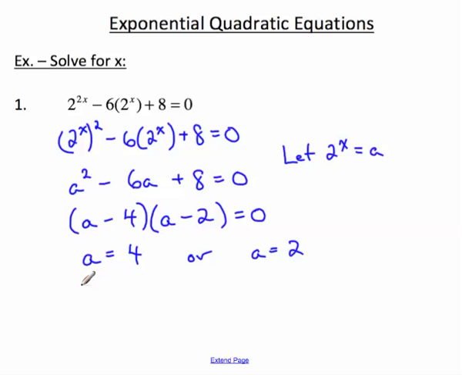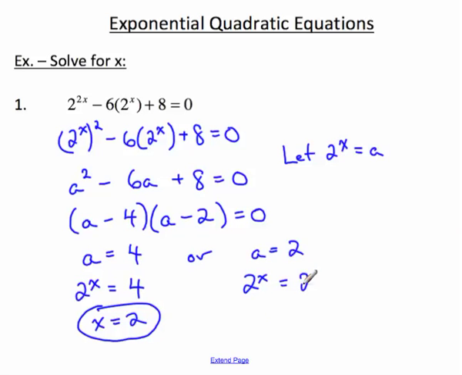So 2 to the power of x is equal to a, so we put 2 to the power of x back in for a. 2 to the power of x is equal to 4. That means x is equal to 2. That's one of our solutions. And similarly here, we replace a back with 2 to the power of x, so 2 to the power of x is equal to 2. That means x is equal to 1. So our two solutions are x is equal to 2 or x is equal to 1, and we could check both of those by plugging them back into the original equation.